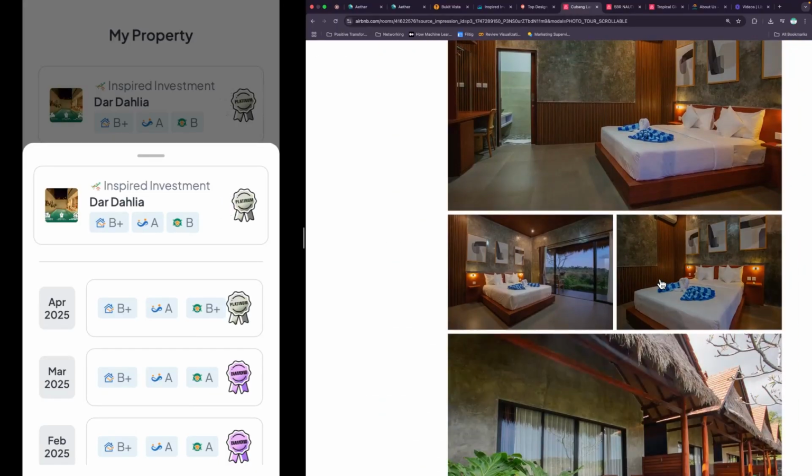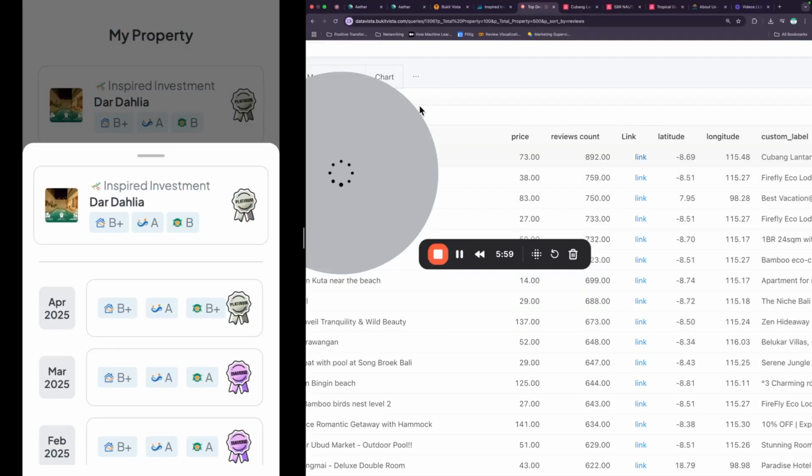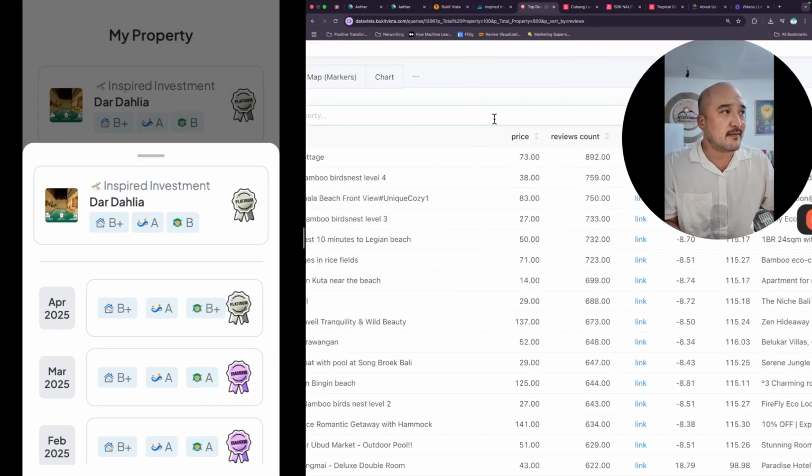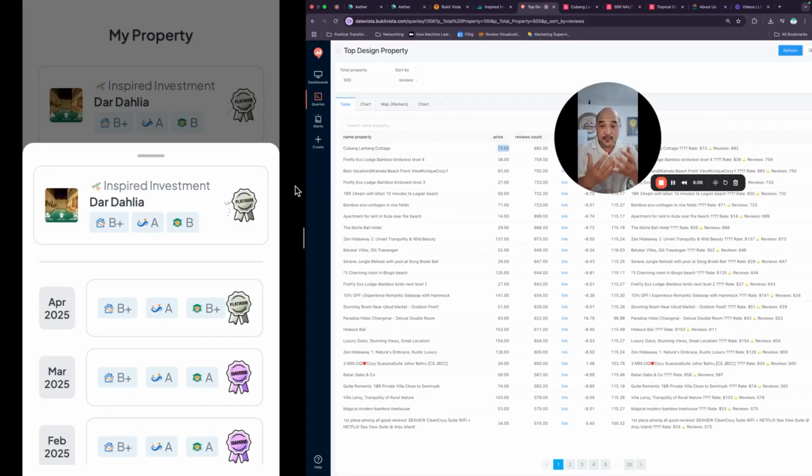It doesn't have to be luxurious, as you can see. It does get voted over and over again, and that's why it's accumulated so many reviews. So this is a benchmark for what a really well-designed property should look like. And we also have a benchmark price of around $73 for such a property.